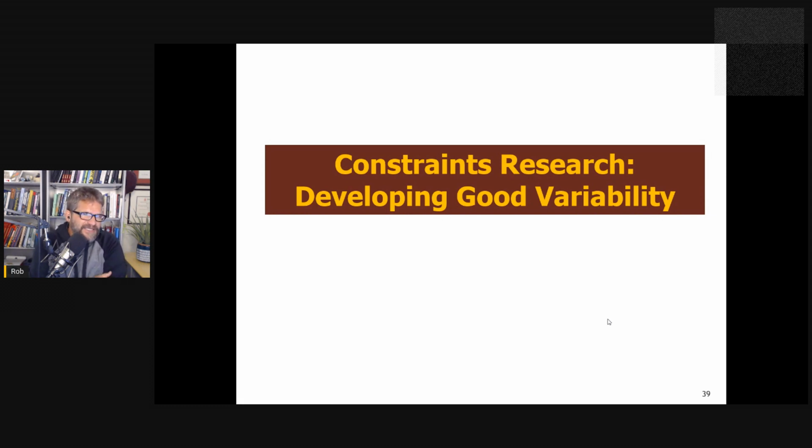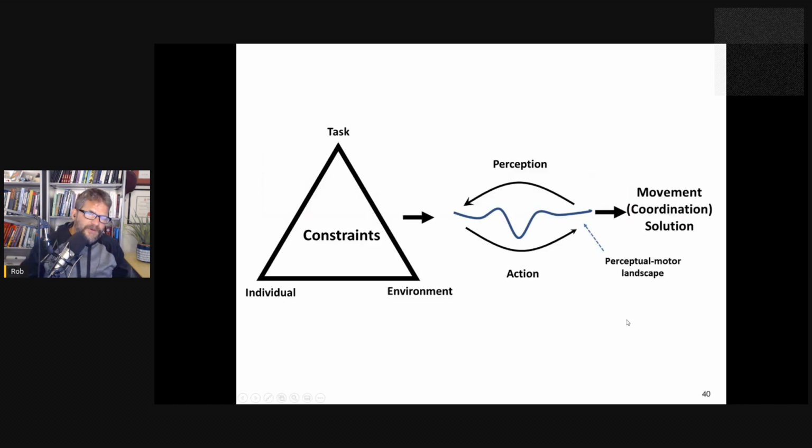Let's look at how we actually get there, right? If we believe this approach, that variability and adaptability are good, how do we get there? So let's look at that. First of all, I want to talk about one approach, the constraints-led approach. This is built on the model of Karl Newell, the constraints model, the idea that skill emerges from the interaction between the constraints on us, right?